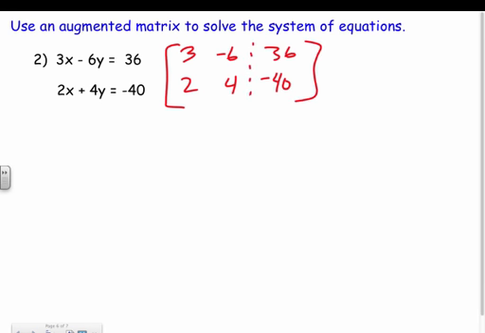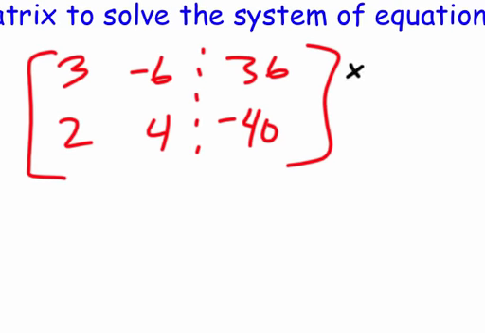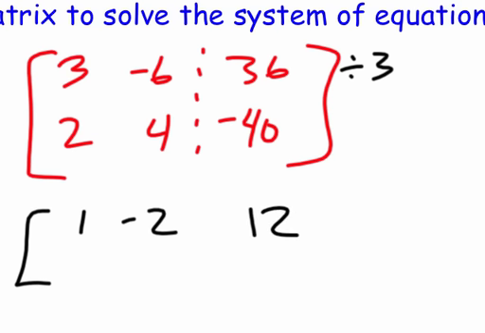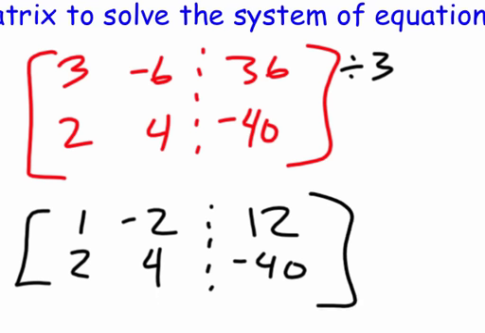Okay, first things first. We want to get a 1 in the top left right away. Well, usually when we get a 1, I either want to interchange or multiply or divide. Interchanging doesn't help me to get a 1 up there. So I'm going to multiply this top row by, how do I get it to a 1? I'd have to divide by 3, right? 3 divided by 3. So that first row is 3 divided by 3 is 1, negative 6 divided by 3 is negative 2, and 36 divided by 3 is 12. Second row stays the same.